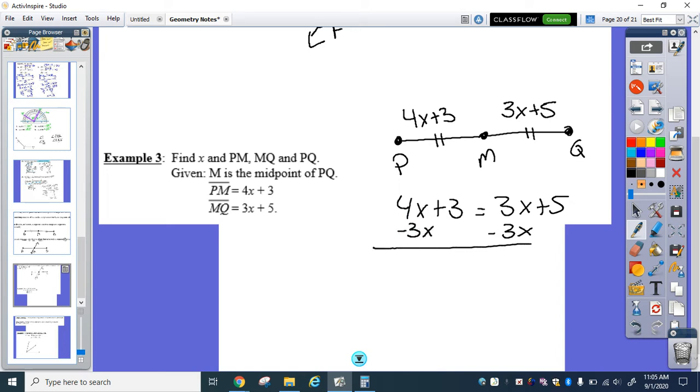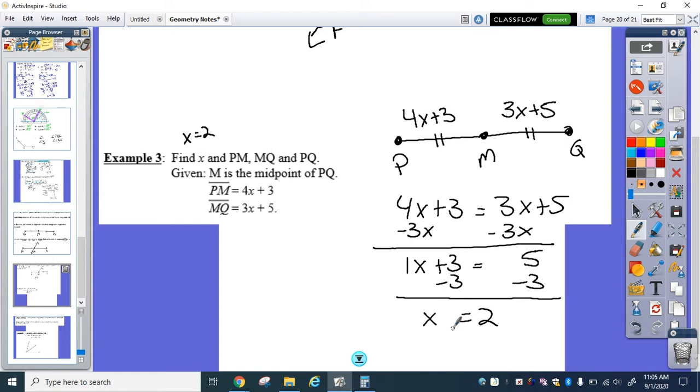So let's go ahead and solve for x. We'll subtract the smaller x from both sides. So we get 1x plus 3 equals 5. Subtract 3 from both sides. If you're comfortable, you can drop the 1 off here and just say x equals 2. The problem said find x, okay? x equals 2. Now our job is to find out how long each of these segments is: PM, MQ, and the whole thing.